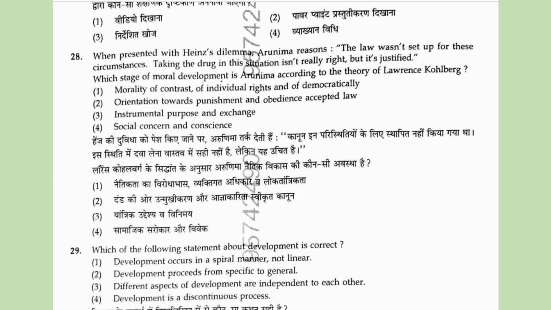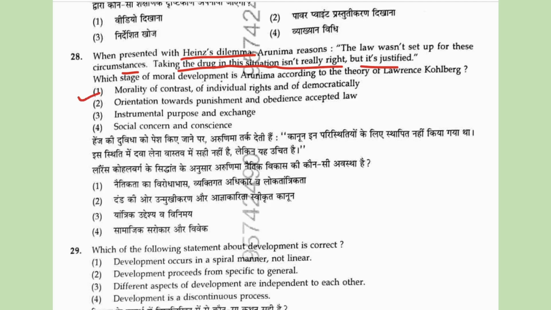When presented with the Heinz dilemma, Lawrence Kohlberg was giving moral dilemmas to people. He said there's a man who didn't have the money, but his wife was dying, and he stole the medicine because he couldn't afford it. So Arunima has been told the Heinz dilemma, and she reasons that the law wasn't set up for these circumstances. Taking the drug isn't really right, but it is justified.